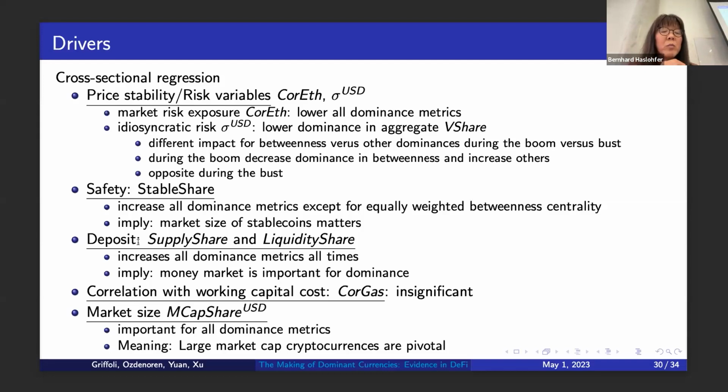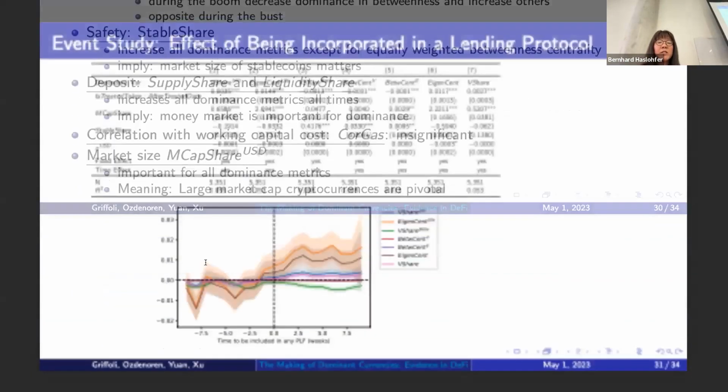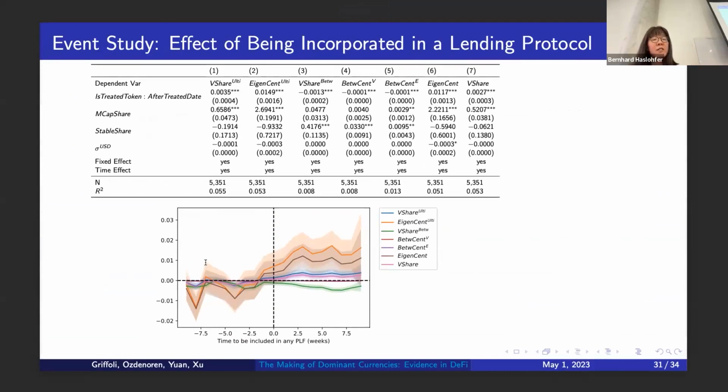We also use the correlation with working capital. So you think about the transaction fee, gas fee is the working capital on the market size. We do find the conclusion is market risk is important, lower the dominance, and safety also very important, but only the largest stable coin that matters. So not all safety is the same. Also we find the deposit, the existence of money market is very important for a currency to become dominant. And market size also important. We also did the event study and a similar conclusion.